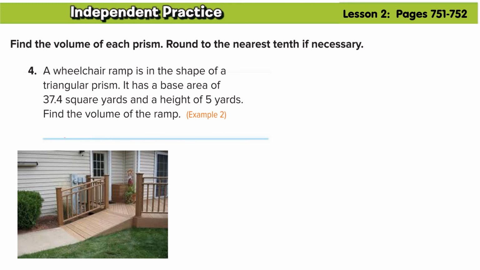I've had lots of experience with wheelchair ramps. My grandmother used to live with us, and the longer the wheelchair ramp, the better.